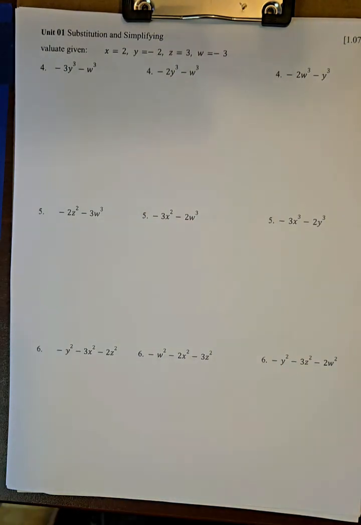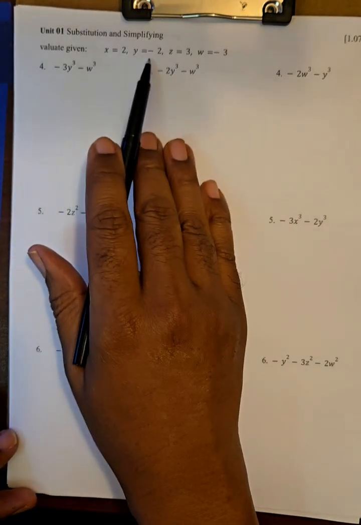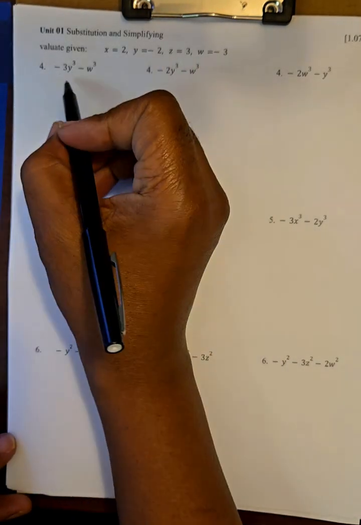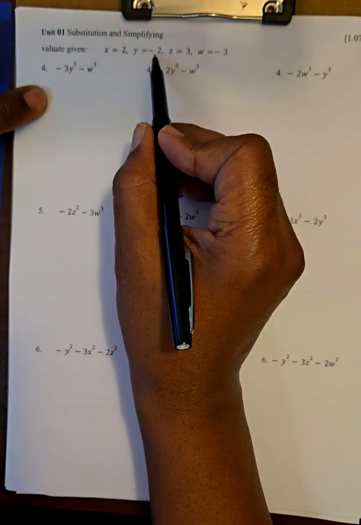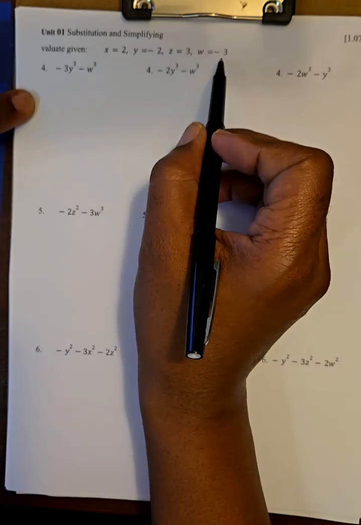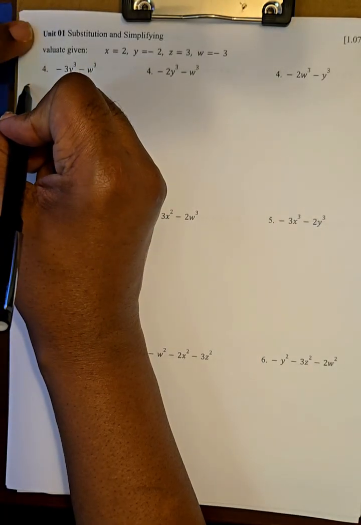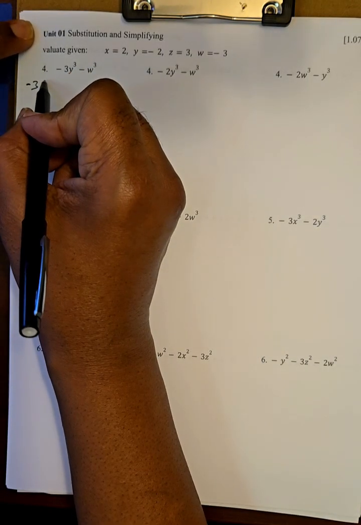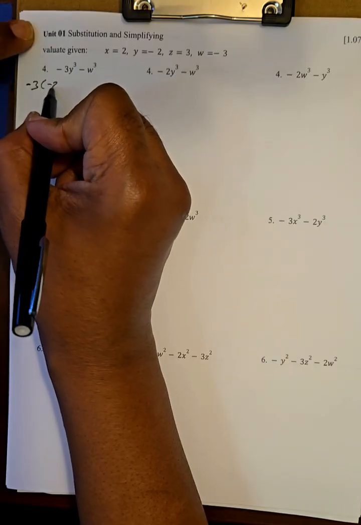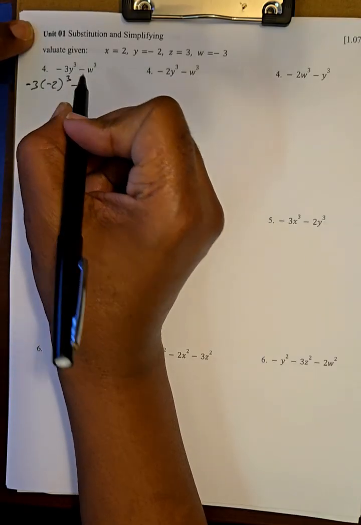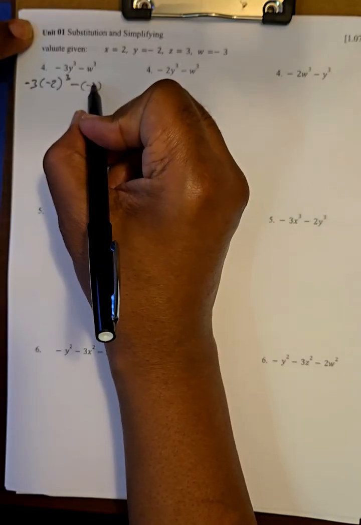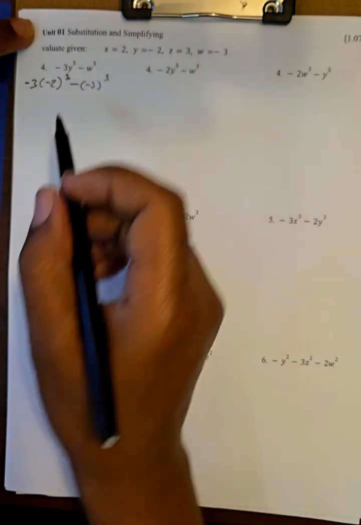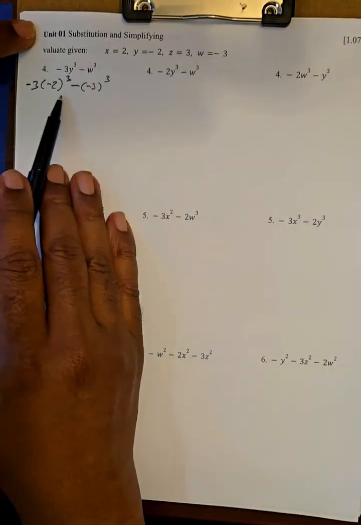Okay, we'll be doing simplifying after we substitute for x, y, z, and w. So here we have y and w, so we're going to substitute the y. We'll put in -2, and for w, we're going to put in -3. So here, -3, and then for y, we'll put in -2 in parentheses, third power, minus, parentheses again for the w, and that'll be a -3, and that'll be to the third power. So again, when using substitution, make sure you use parentheses first.